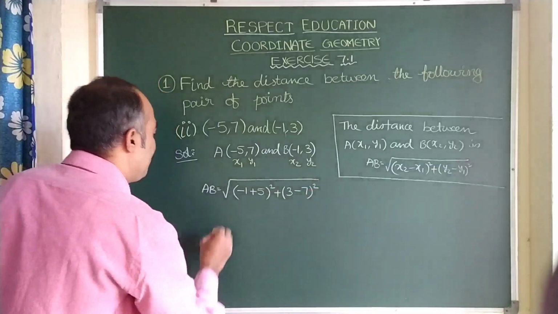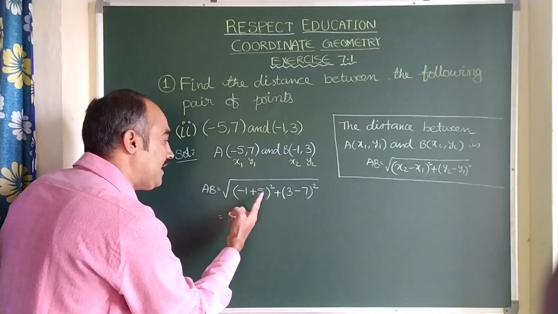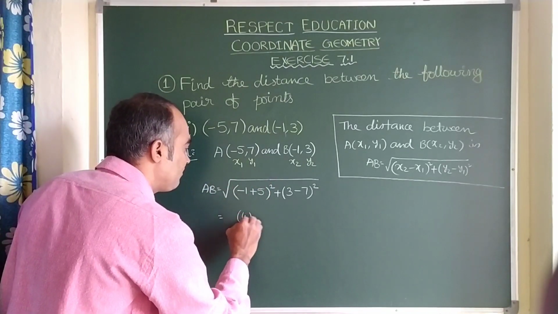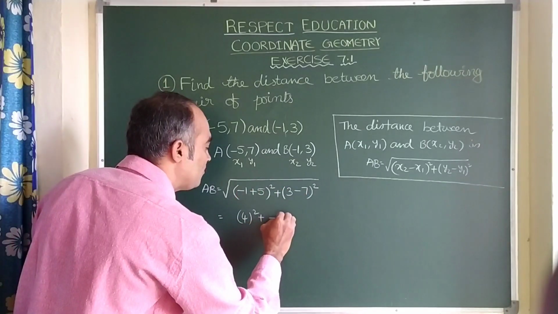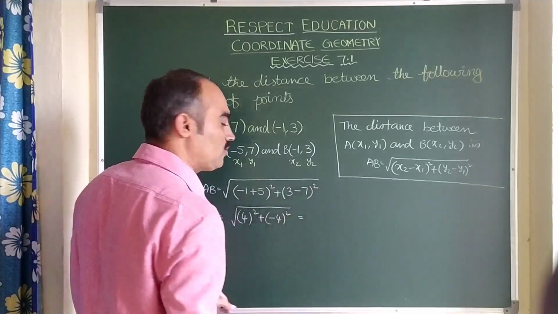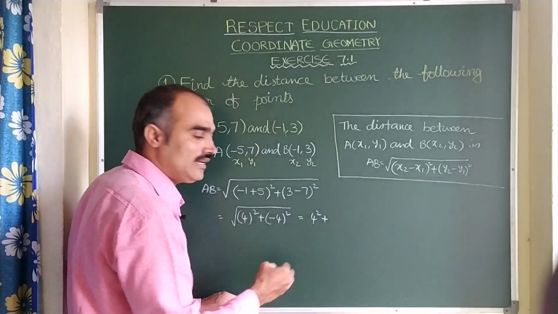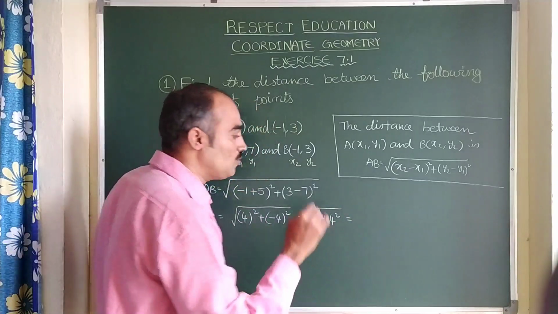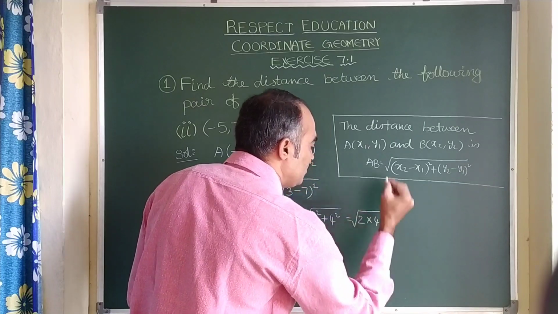Now let us simplify. Minus 1 plus 5 can be read as 5 minus 1. 5 minus 1 is 4. So it is 4 square plus 3 minus 7 is minus 4. So it is minus 4 square under root. So as I have told you already, let us write 4 square as it is. Minus 4 square, nothing but plus 4 square. So here 4 square plus 4 square is 2 times 4 square. Right?